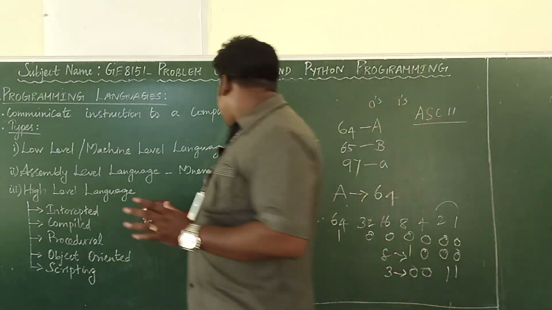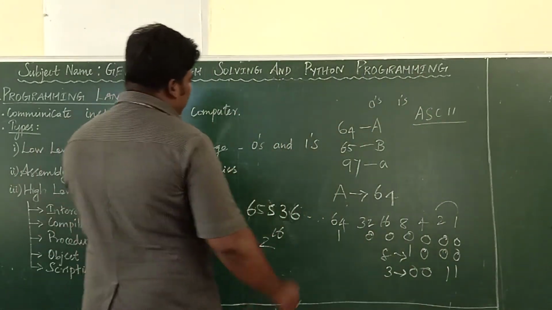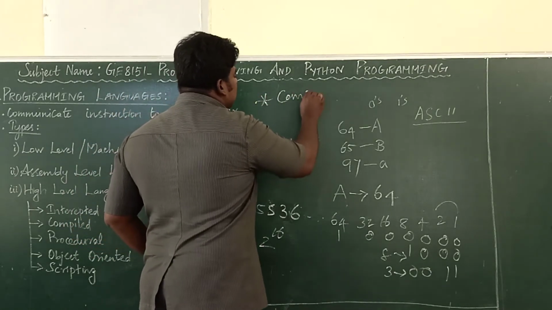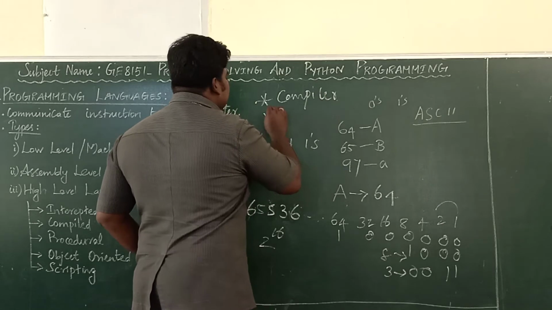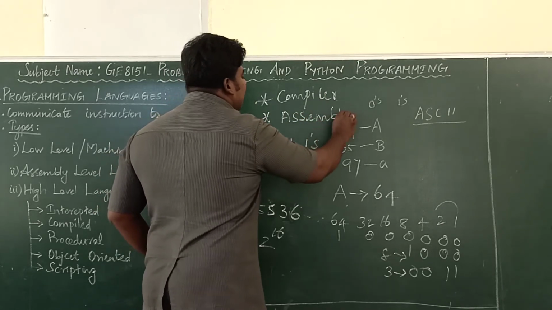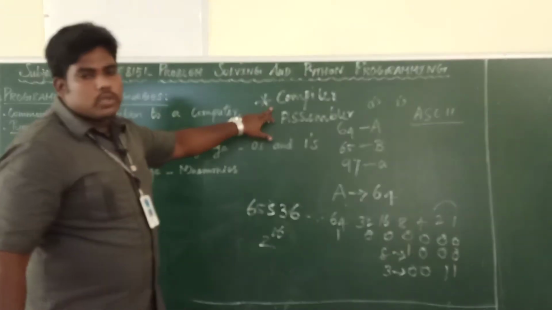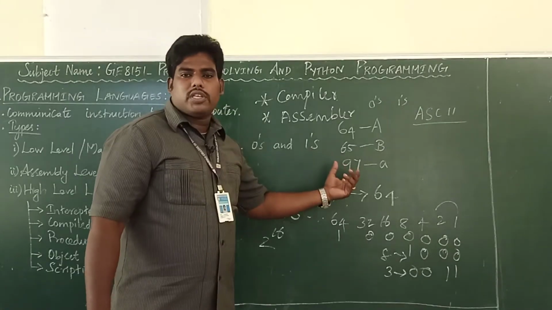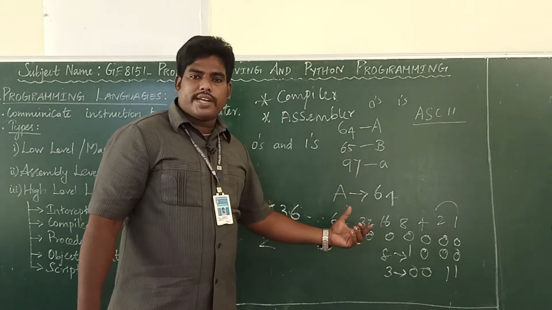Okay, so it should be done by two processes. One is compiler, another one is assembler. These two things are used to convert your high level language into low level language. All of you got it?